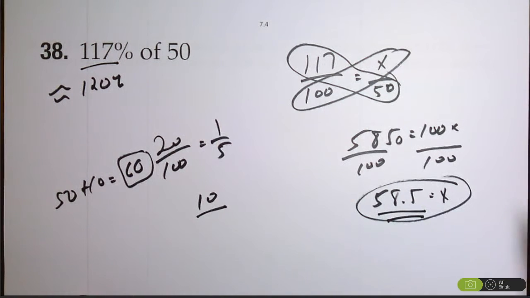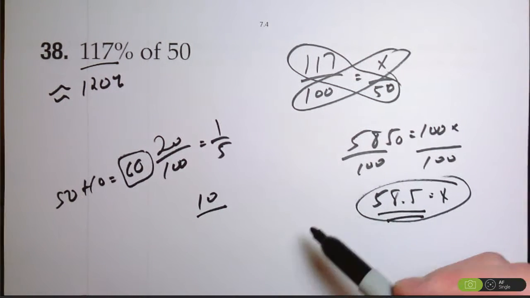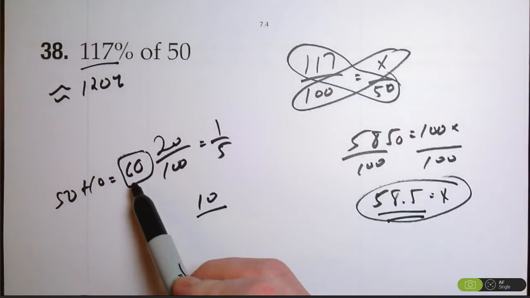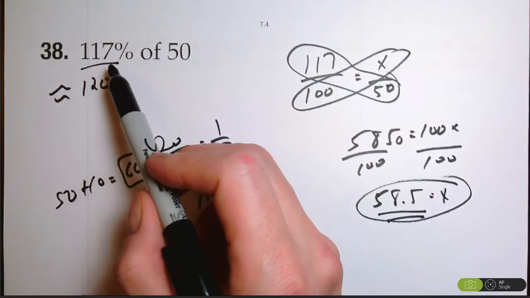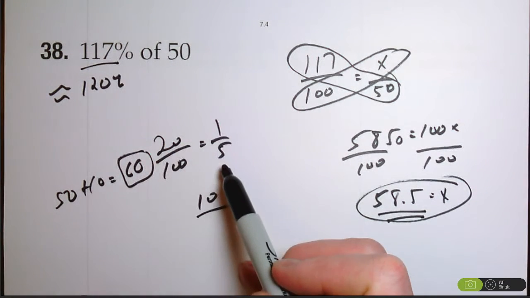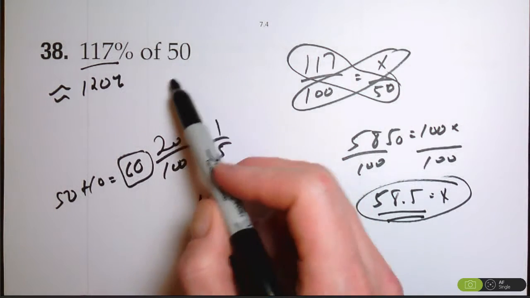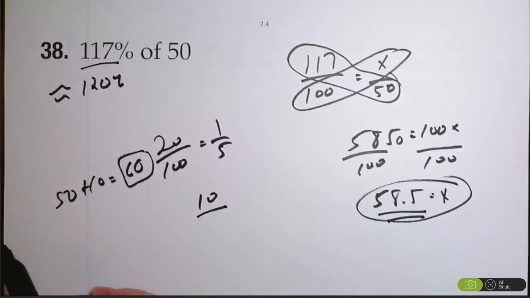Again, the exact, which if you want to find it, I don't care. I told you that in class. If you want to do exact for everything, that's fine. But it is a little quick mental shortcut to say, oh, this is about 120%. 20% is about a fifth of it, so take a fifth of it and add it on. Well, a fifth of 50 is 10. 10 plus 50 is 60.